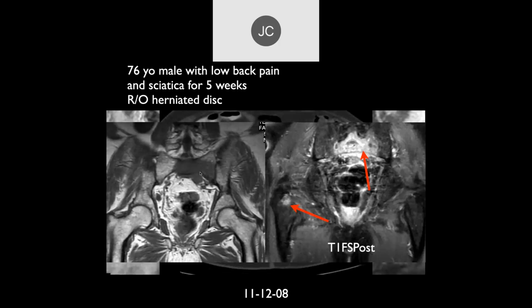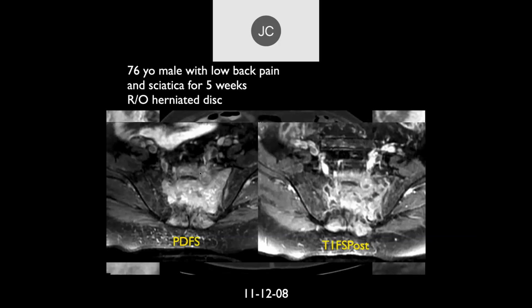And in the right greater trochanter region as well. So infection in multiple areas maybe. And there's the PD facet. There's the T1 post where you can see multiple areas that aren't enhancing with contrast that kind of have rim enhancement.